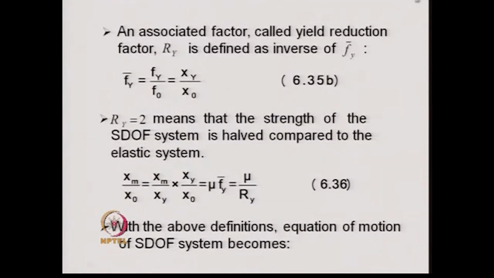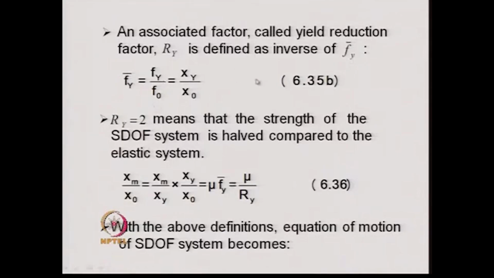Now, the inverse of F bar y is called a reduction factor, and this reduction factor Ry is simply the inverse of F bar y. That is, Ry equal to 2 means that the strength of the system is halved compared to the elastic system. That means this ratio between Fy by F0 will be equal to half.